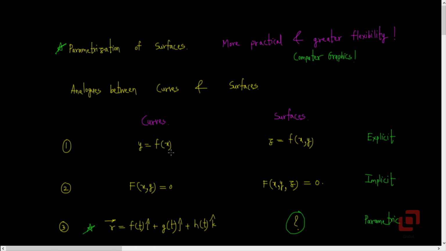Let us now see few examples of the curves as well as the surfaces in their respective forms. We consider the parabola y equal to x squared, which is in the explicit form y equal to f of x. Here we have a paraboloid z equal to x squared plus y squared. The simplest example of a curve having an implicit representation is the circle x squared plus y squared equal to a squared.